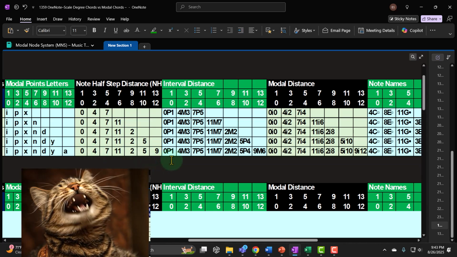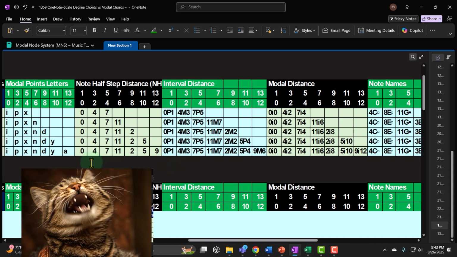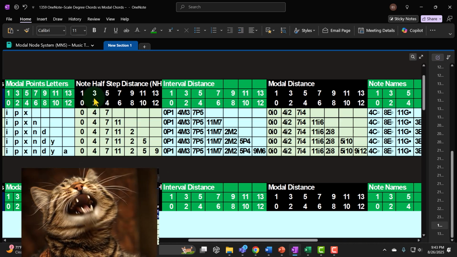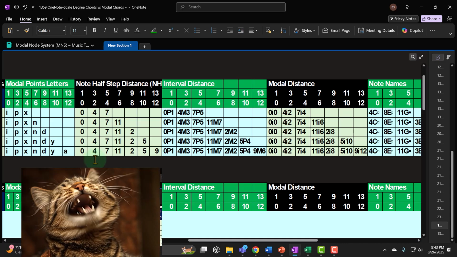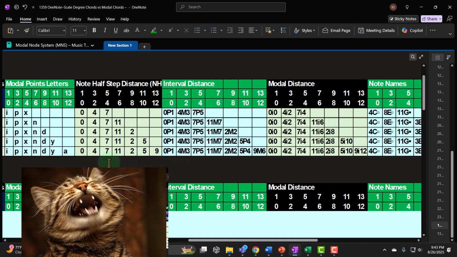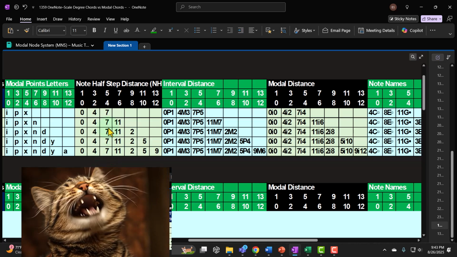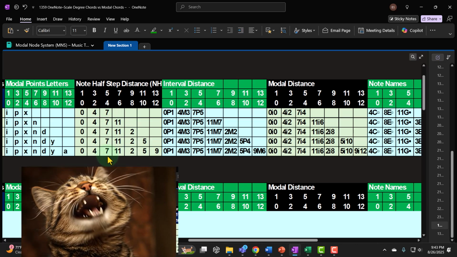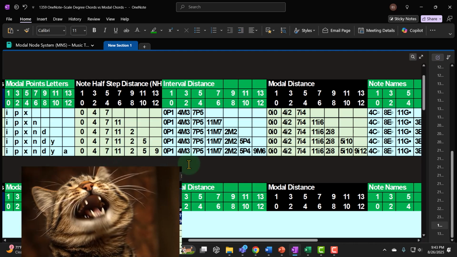That 0 would be a 0 note away perfect first. If it was 2 modal half steps up, which would be the 3rd scale degree, it would be 4 notes away, which is our 4 note away major 3rd. If it was 4 modal half steps up, the 5th scale degree, it would be a 7 note away, and that would be a perfect 5th.